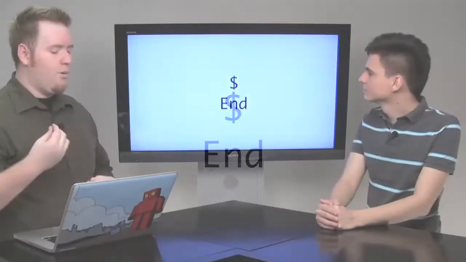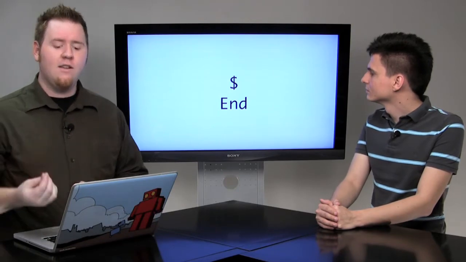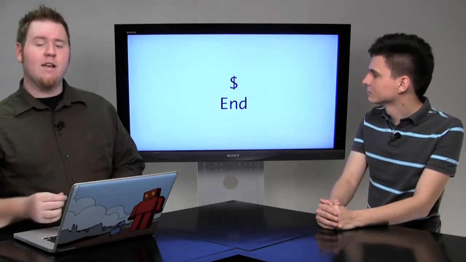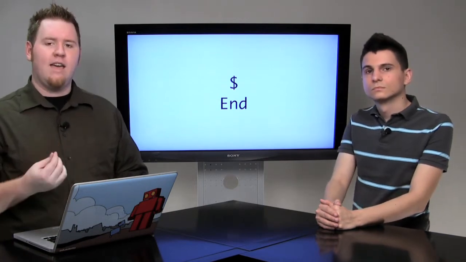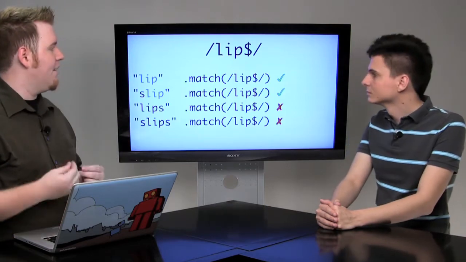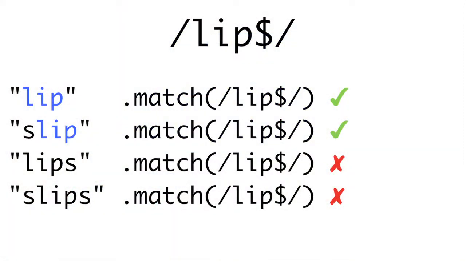Similarly, you may want to only match things if they're at the end of a string, and that's where the $ sign character comes in. It's a lot like the caret, but it goes at the end of your expression, saying that this should match the end of our expression. So if we take a look at this example here, we have lip with the $ sign at the end, saying that we should only match things that end with lip. So in this case, it only matches the lip string and slip because they both end with lip. The lips and slips will not match because they end with an s, not the end of the string.